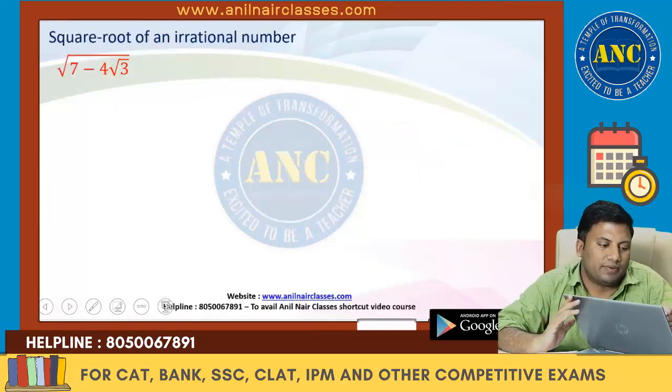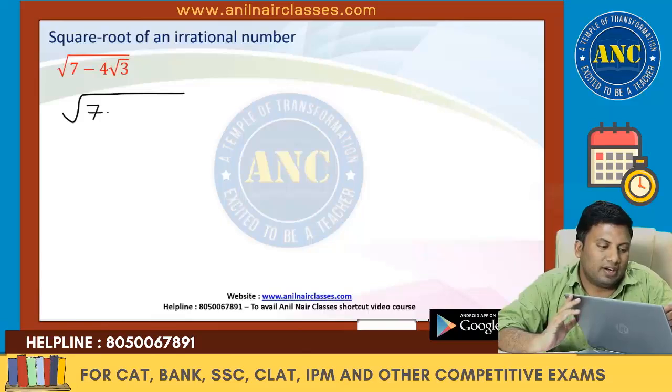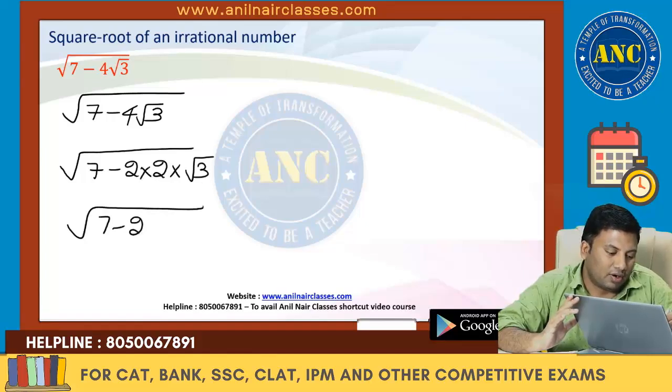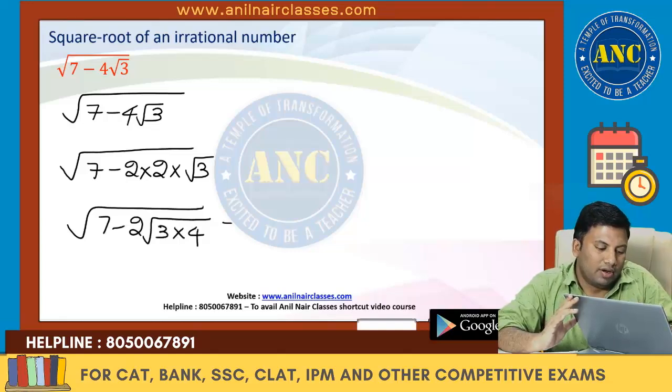Now the next question: root of 7 minus 4 root 3. Always it should be in 2ab form. So it is 7, minus 2 into 2 into root 3. If the 2 goes inside the root, it becomes 3 into 4. This is nothing but 7 minus 2 root of 12.